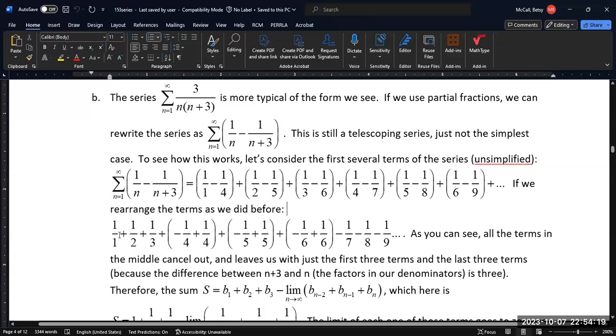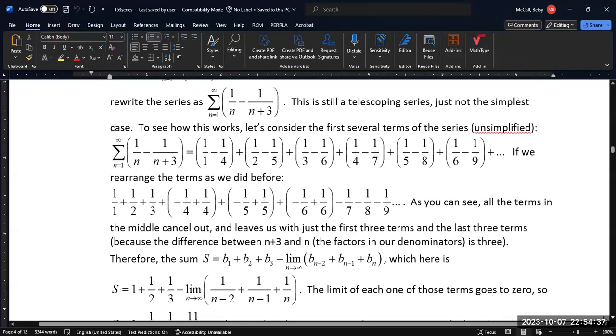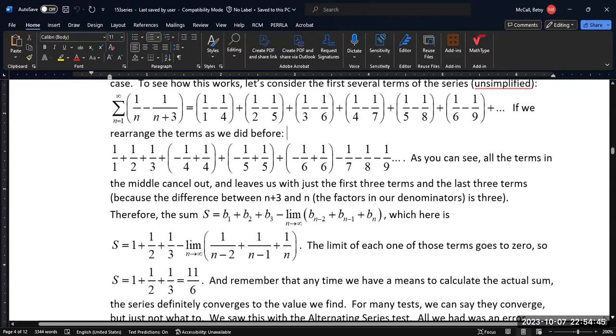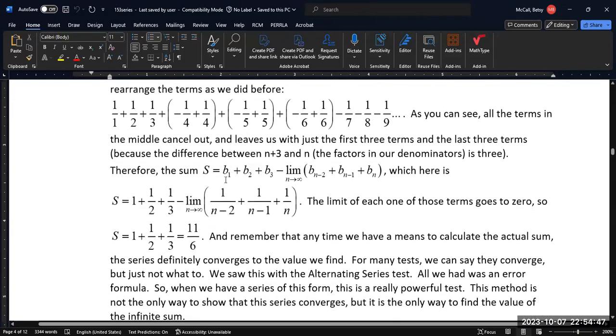So the first 3 pieces from the first fraction get included in our sum, and for the second fraction, we need the limit as those 3 copies of those terms go to 0 as n goes to infinity. If they go to 0, then the series will converge. And if they don't go to 0, then it will diverge. That's the end behavior.